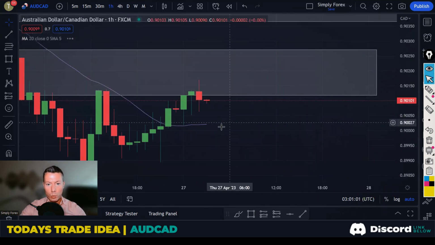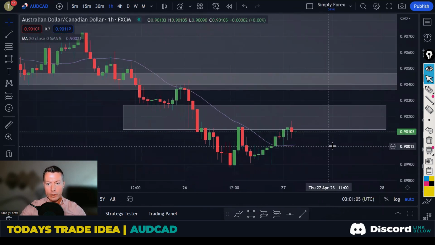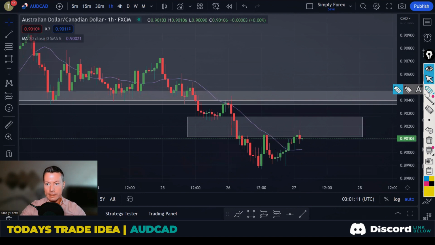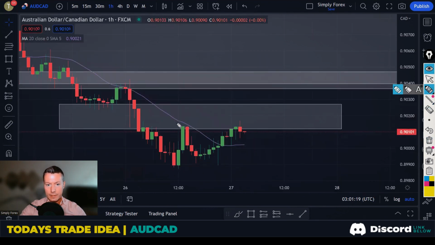If we look at the H1, interesting. We've got a couple of grey zones we're looking at. If I zoom out a little bit more, we've got this grey zone that we were looking at for shorts from yesterday. We've also got this grey zone now, where price has reacted in here. So what do I want to see, guys? I want to see a bearish reaction in here.